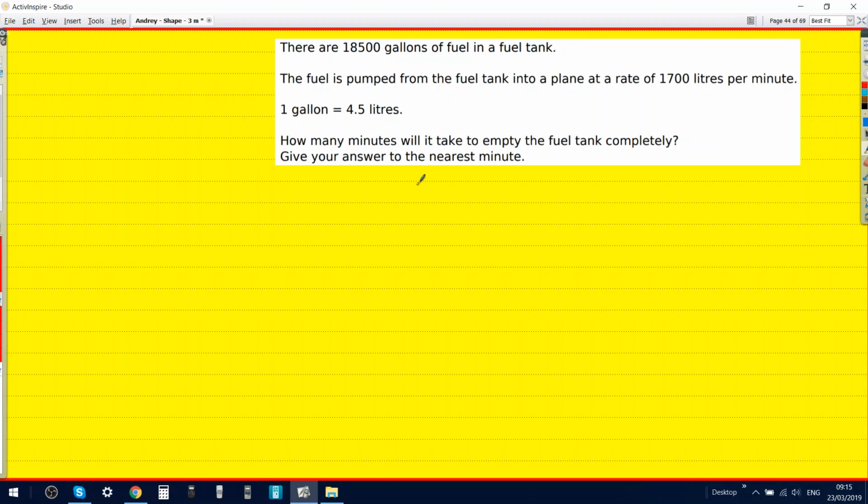Okay, so do I need to convert liters to gallons? Yeah, and then that'll be 1,700 divided by 4.5.